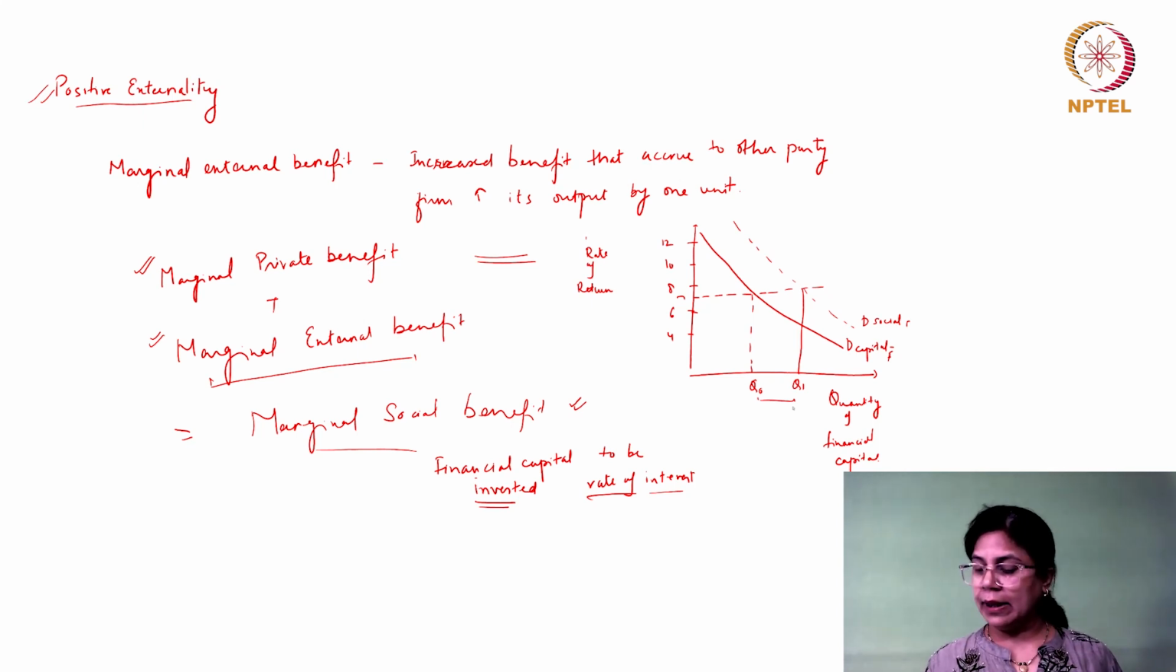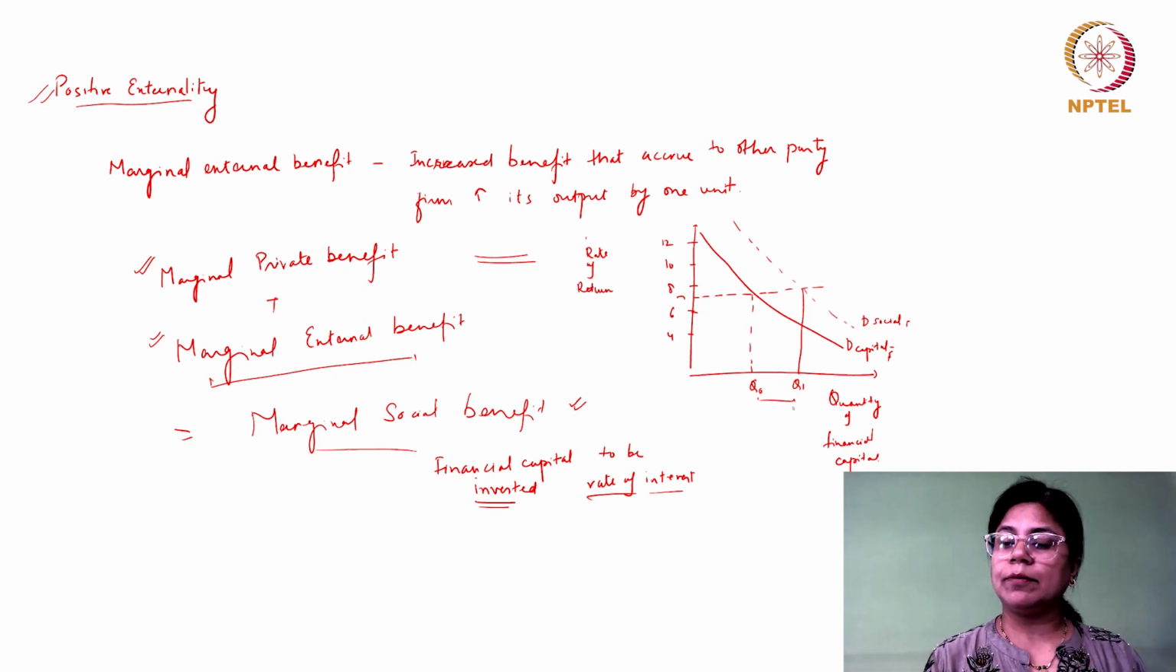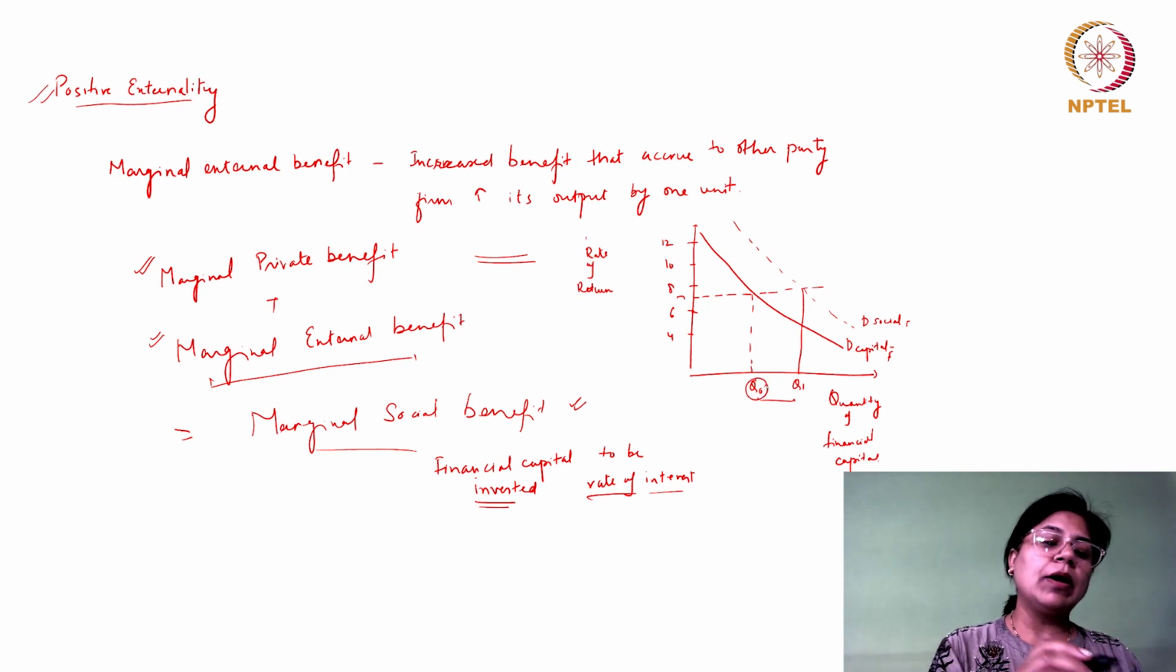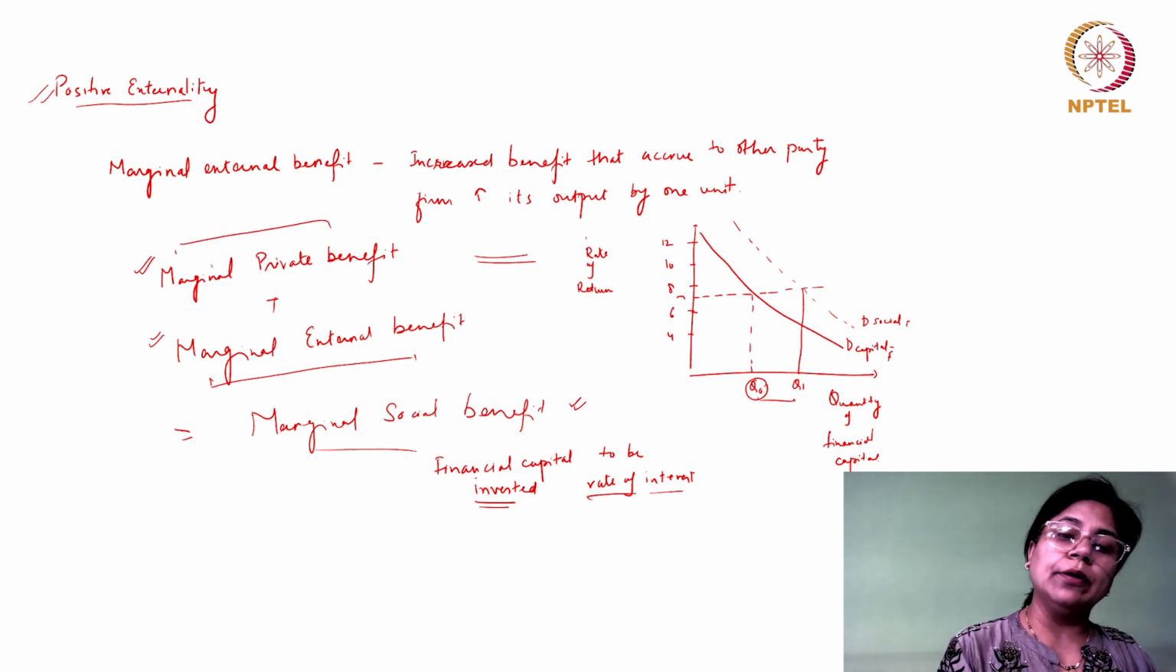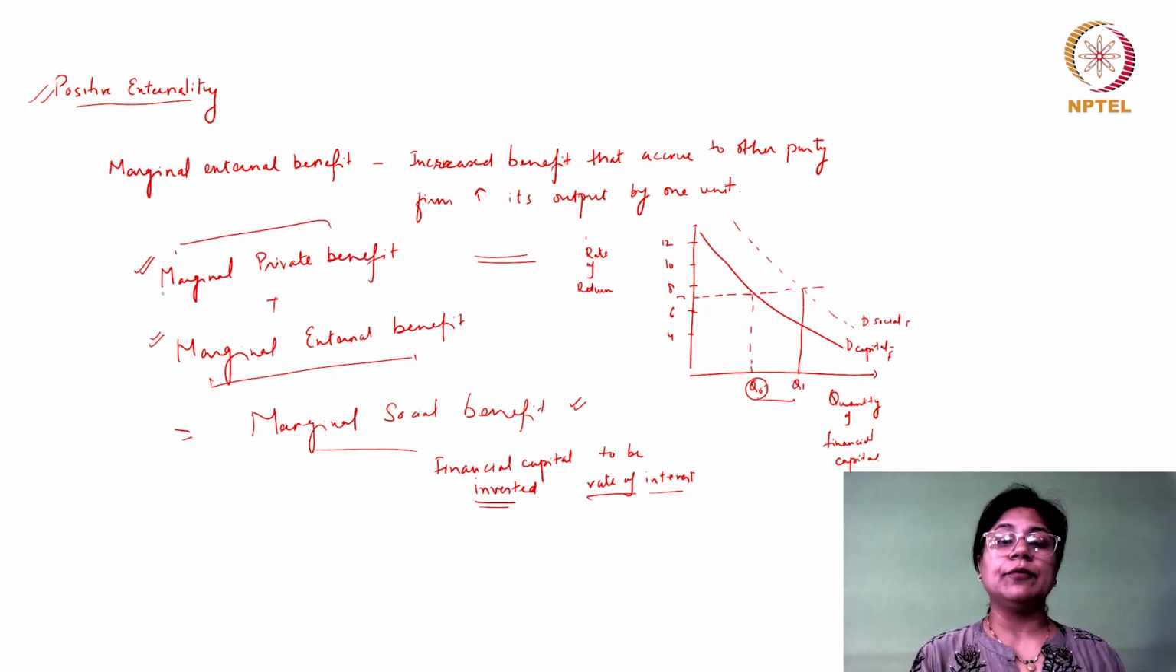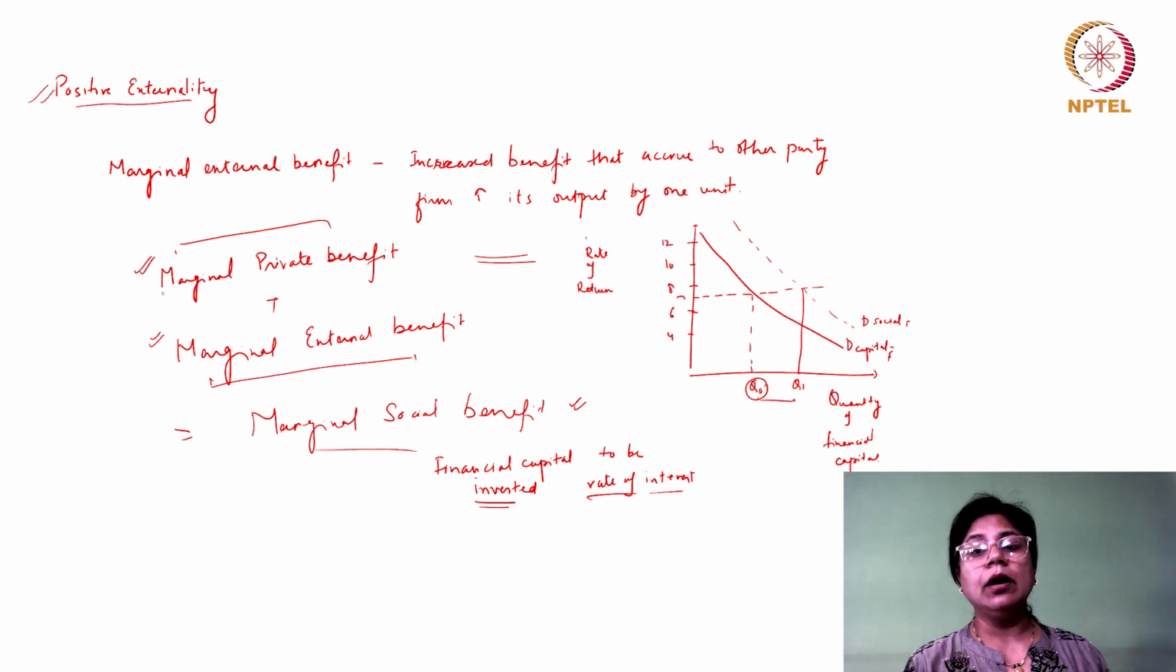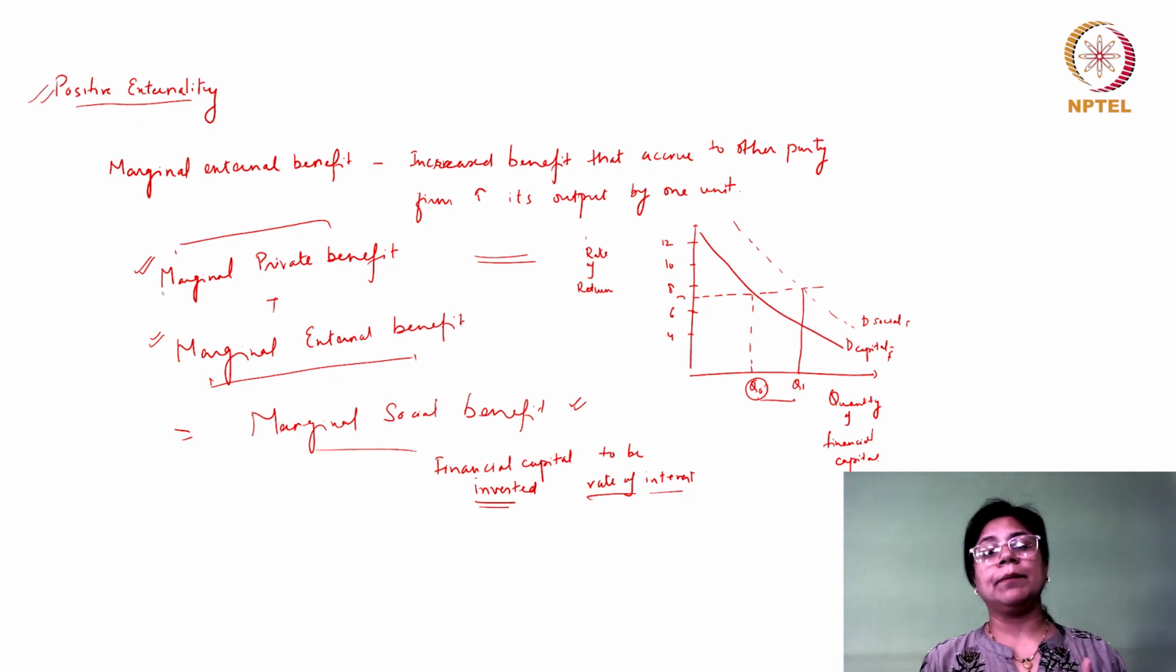Now, why is this happening? The amount invested is lower because the firms are not able to appropriate the investment they are making into research and development completely. There are certain spillovers which are beyond them, and they are not able to make returns from that investment completely. So as a result, the investment made by the firm in research and development is going to be much lower.